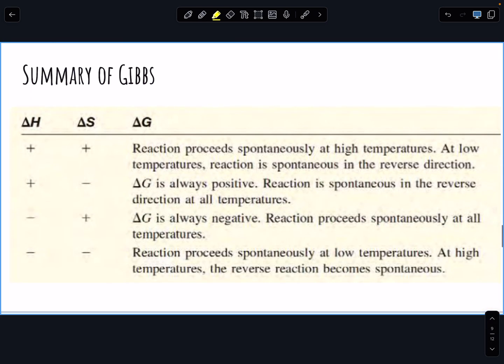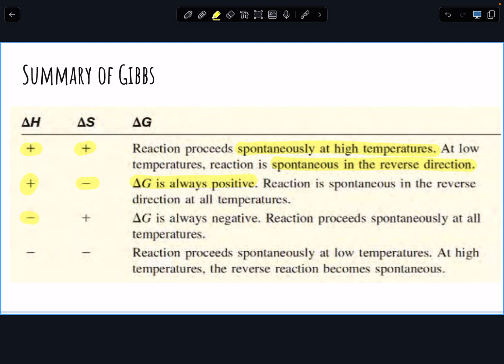So when I apply that to Gibbs, again, we're just looking at this qualitatively, not quantitatively yet. If I've got a positive delta H and a positive delta S, my reaction is going to proceed spontaneously at high temperatures. If I'm at low temperatures, it will be spontaneous in the reverse direction. If I have an endothermic reaction with a negative entropy, my delta G is always positive. The reaction is spontaneous in the reverse direction at all temperatures.